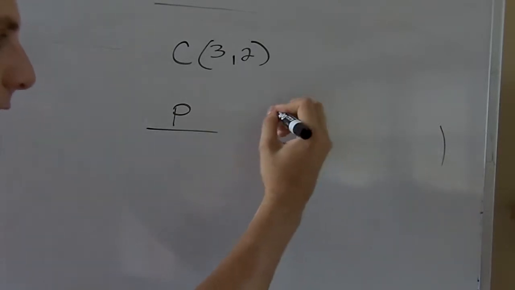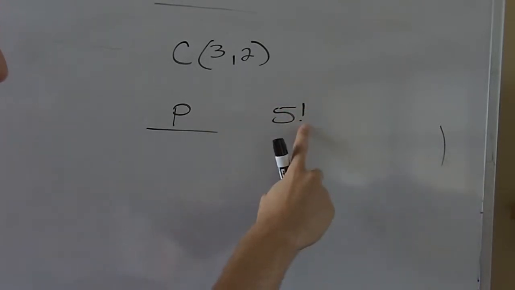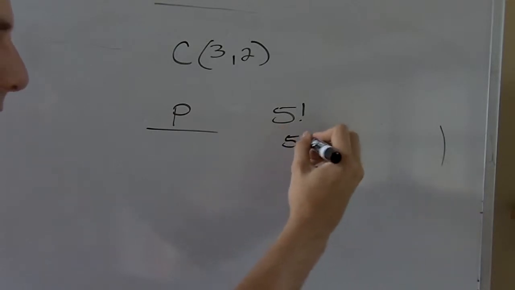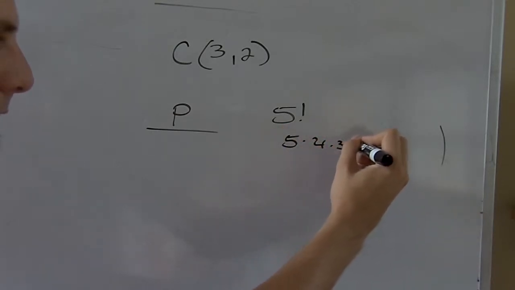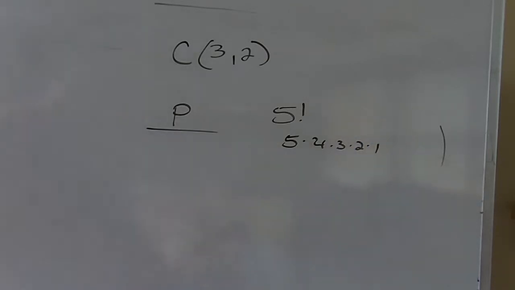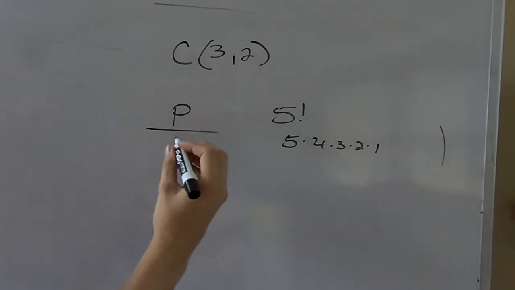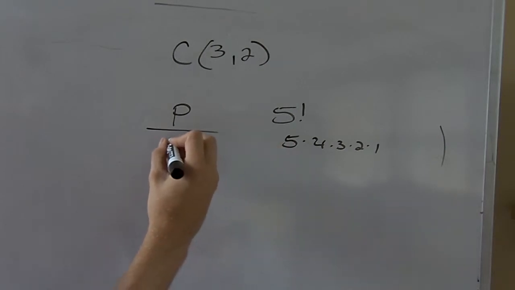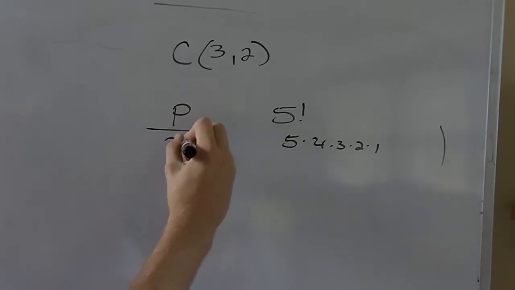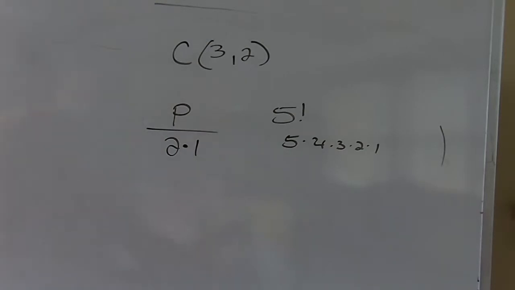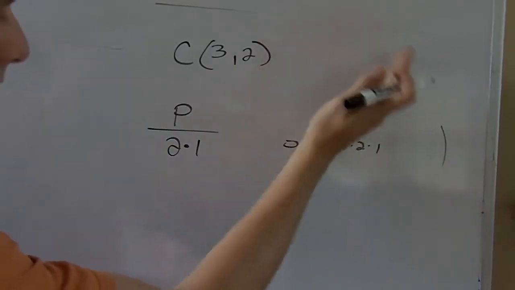Factorial, if I was taking 5 factorial, that's what that exclamation means, I'd be doing 5 times 4 times 3 times 2 times 1. So you basically count all the way down and you multiply out. So what I would do is take the number of permutations and divide by the grouping number factorialed. So in this case, it would be 2 times 1. And you might be looking at me a little funny, scratching your head, wondering why does that work?